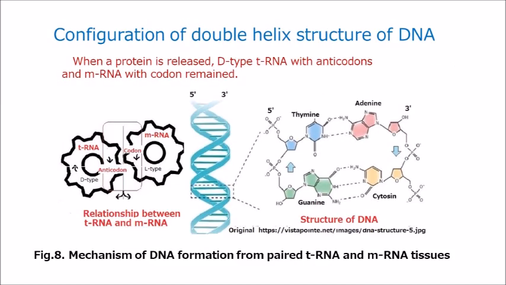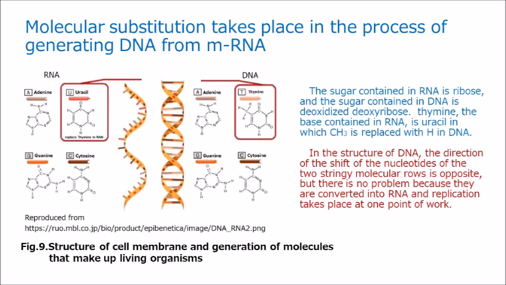Configuration of the double helix structure of DNA. When a protein is released, D-type tRNA with anticodons and mRNA with codons remain. Molecular substitution takes place in the process of generating DNA from mRNA. The sugar contained in RNA is ribose, and the sugar contained in DNA is deoxidized deoxyribose. Uracil, the base contained in RNA, becomes thymine in DNA, in which a hydrogen is replaced with CH3.